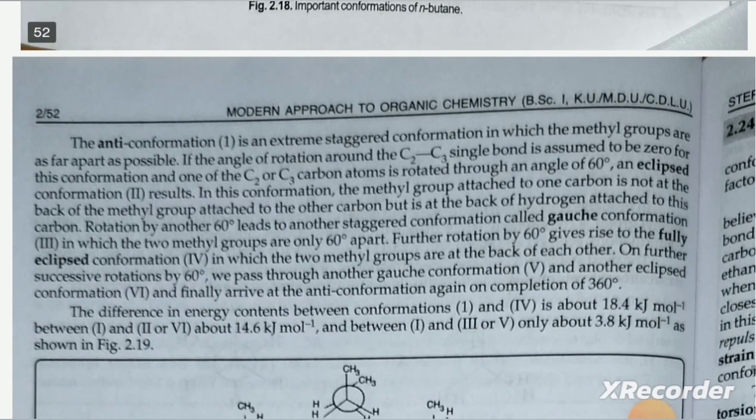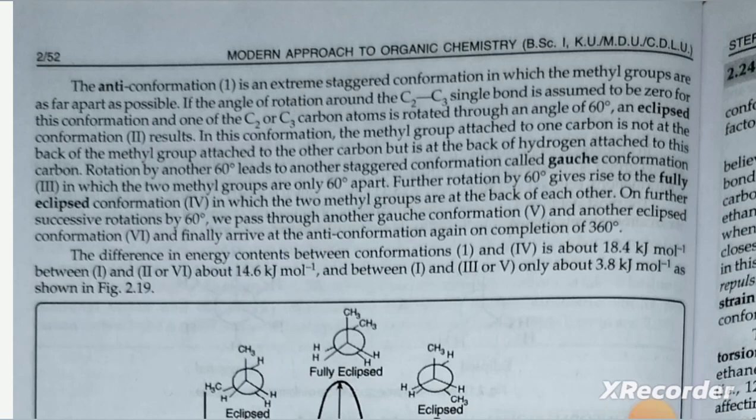The anti configuration, first, is an extreme staggered configuration in which the methyl groups are as far apart as possible. If the angle of rotation around the C2-C3 single bond is assumed to be 0 for this conformation, and one of the carbon atoms is rotated through an angle of 60 degrees, an eclipsed conformation, second, results. In this conformation, the methyl group attached to one carbon is not at the back of the methyl group attached to the other carbon, but it has at its back a hydrogen attached to that carbon.